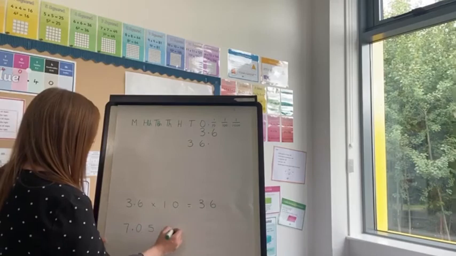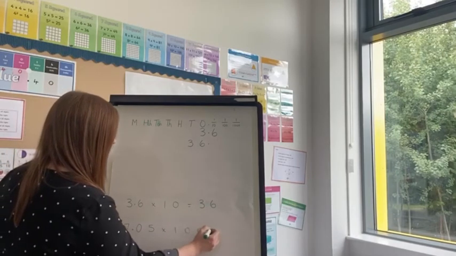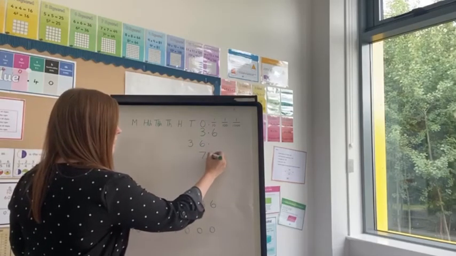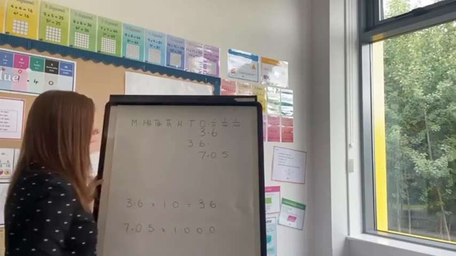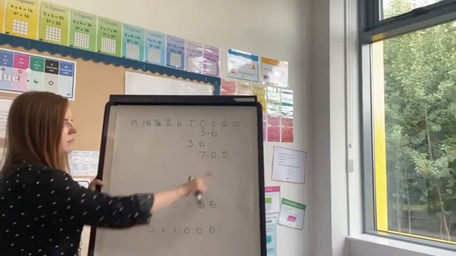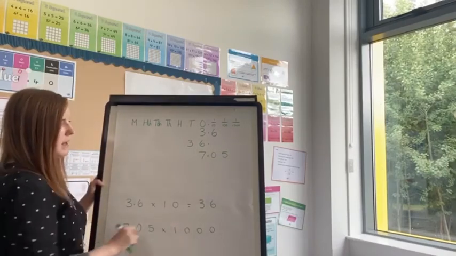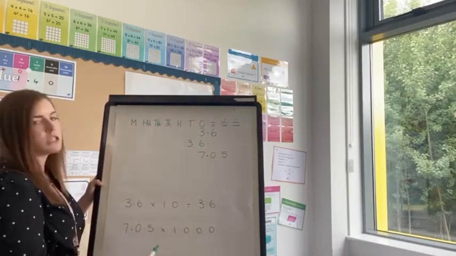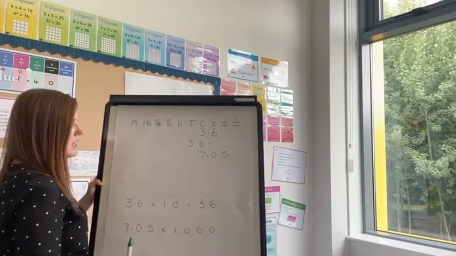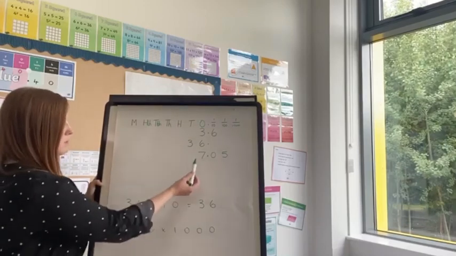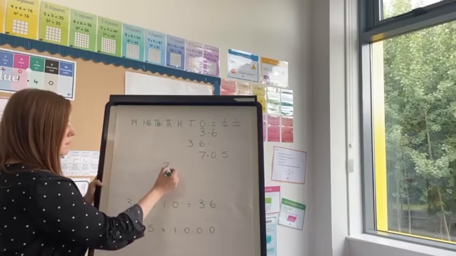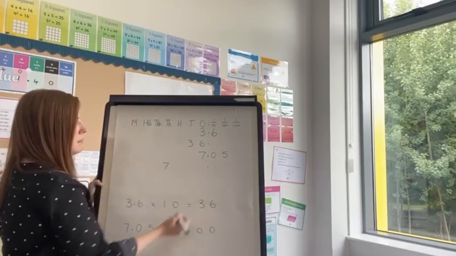7.05 times 1,000. Put my 7.05 in the correct place on my place value grid. 7 in my ones column, I've got 0 tenths and I've got 5 hundredths. I'm multiplying by 1,000. I'm multiplying, so it's going to go to the left, it's getting bigger. My 3 zeros tell me I'm going to move 3 places. My 7 is going to move 3 places. 1, 2, 3. My decimal point stays in the same place.